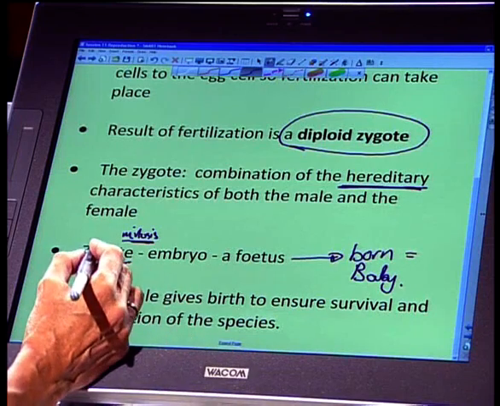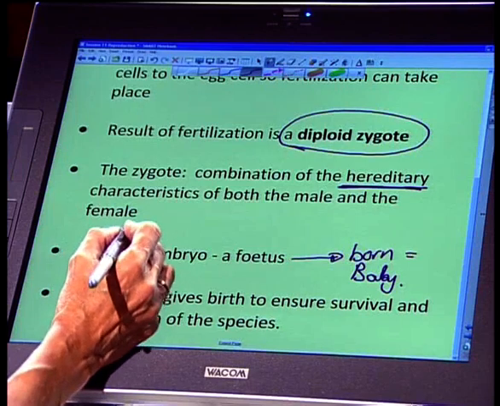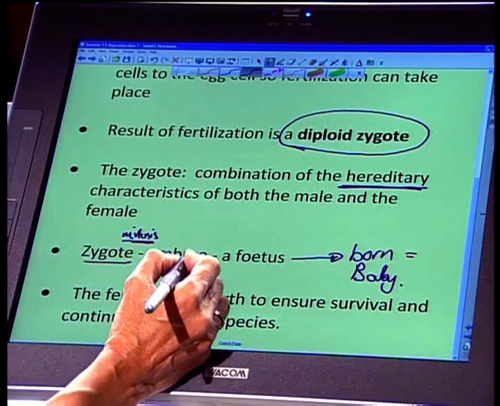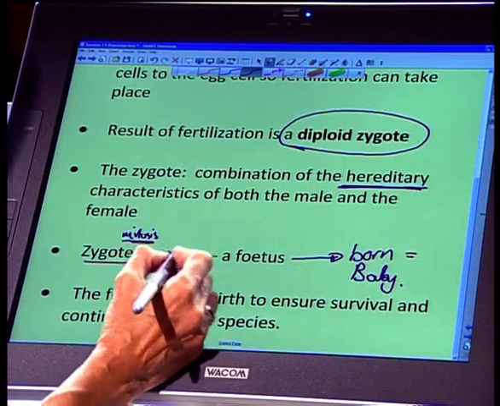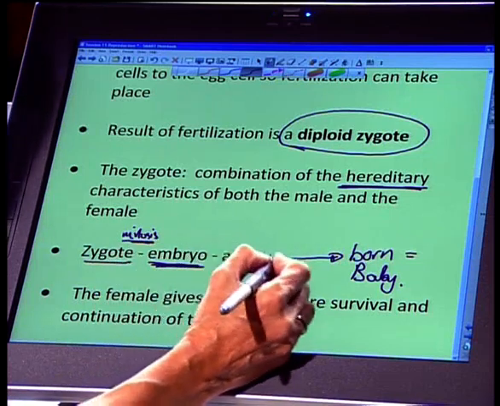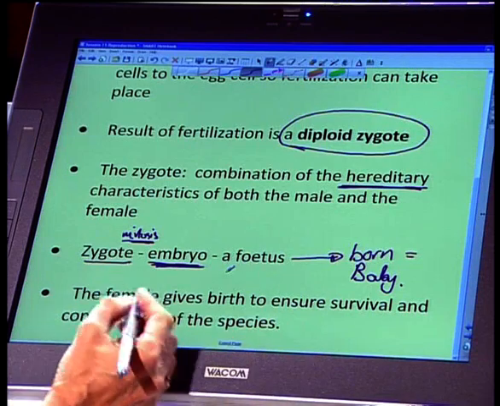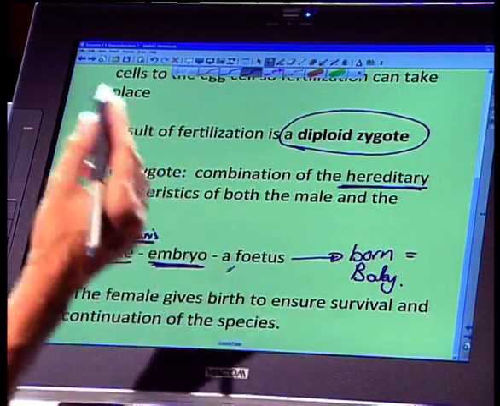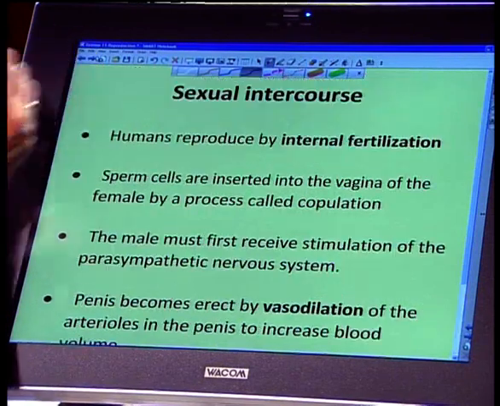You've got the zygote, and as soon as mitosis starts to occur, we now have an embryo. And in humans, that embryo is going to develop into a fetus. All right, now, the female gives birth to ensure the survival and continuation of the species, and that's the whole reason why we do this.